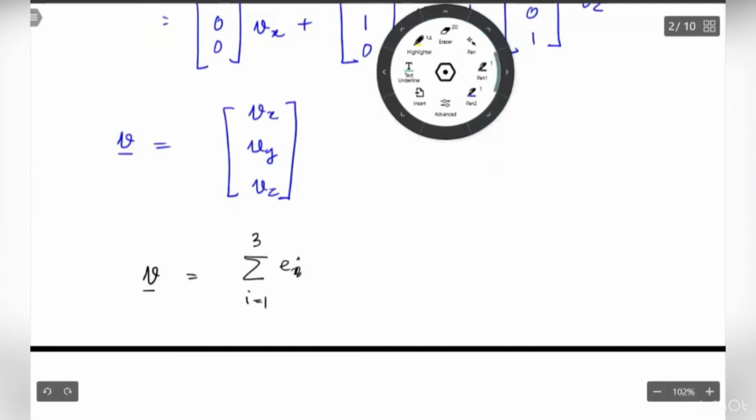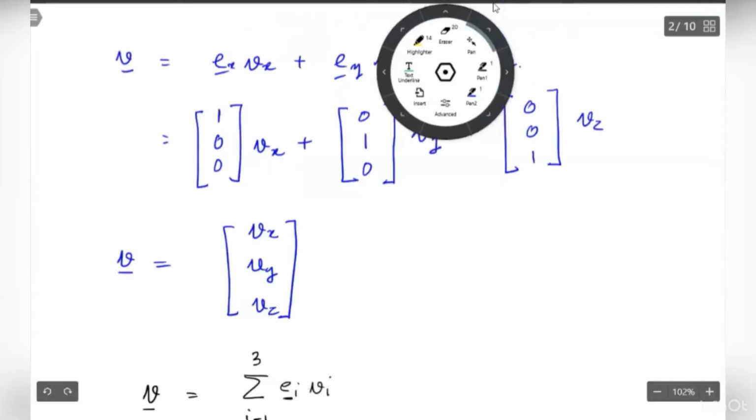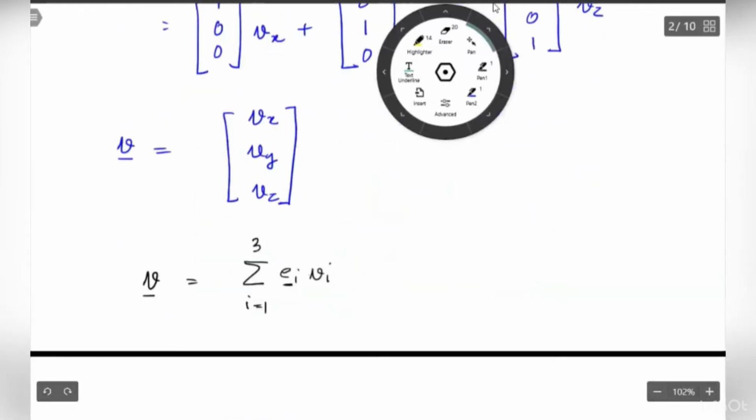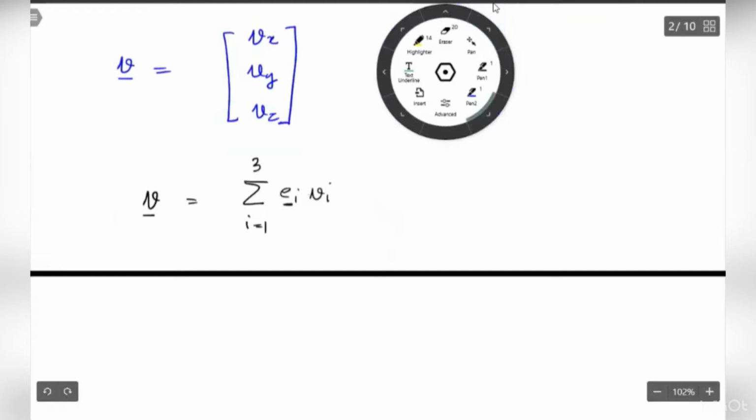No, e_i v_i, right? Sorry. That would be e_i v_i. Look, whenever I'm writing e_x, e_y, e_z, I should put a bar below because e_x, e_y, e_z are vectors. V_x, v_y, v_z are components of the vector, but they are scalars here, right? Fine. So this is one of the beautiful ways to represent vectors.